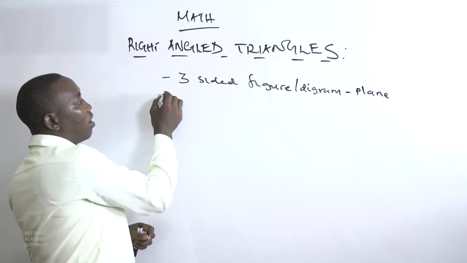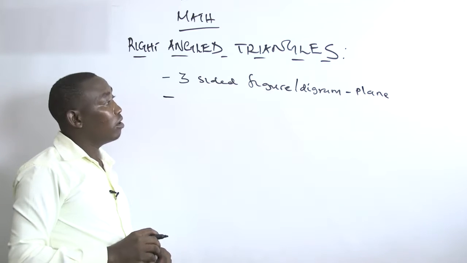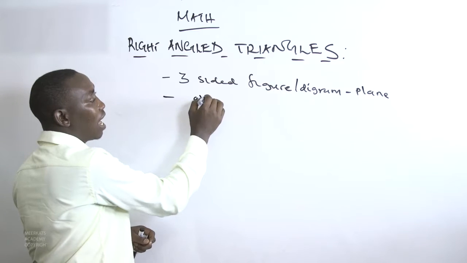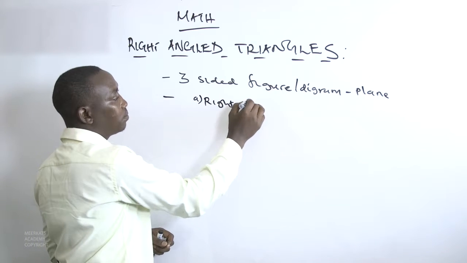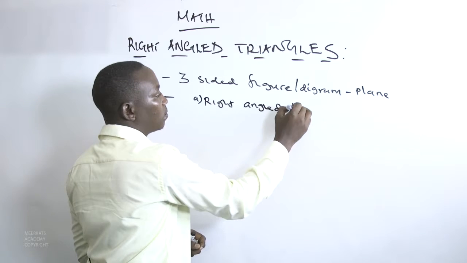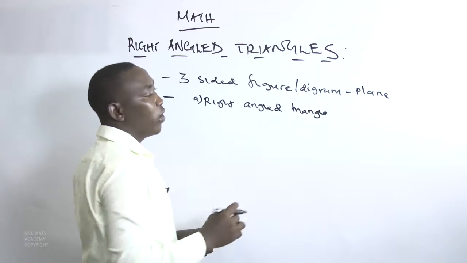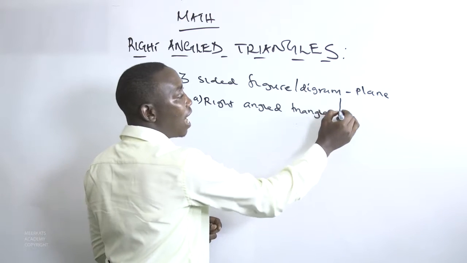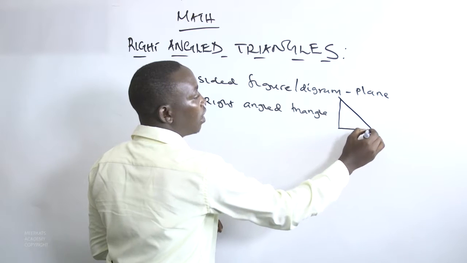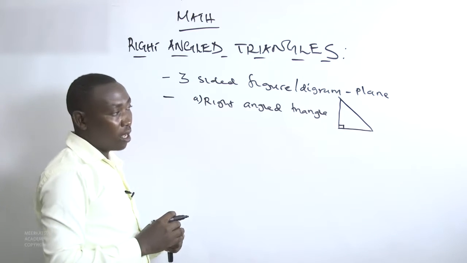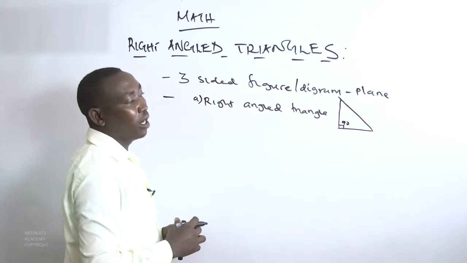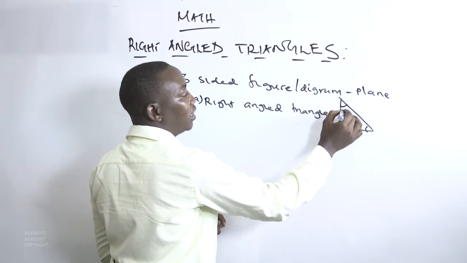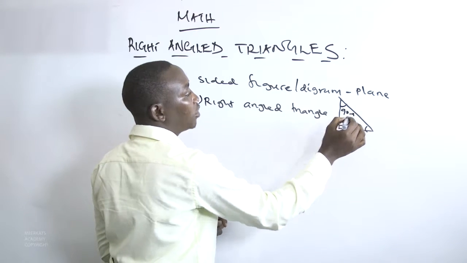Now, we have got three main types of triangles. One of them is what we call the right-angled triangle, which we are going to discuss in detail. A right-angled triangle has 90 degrees as one of its angles. So if the other angle is A, then automatically this should be 90 subtract A.